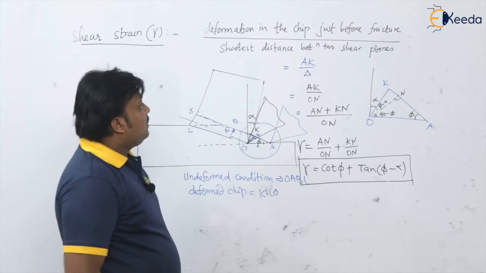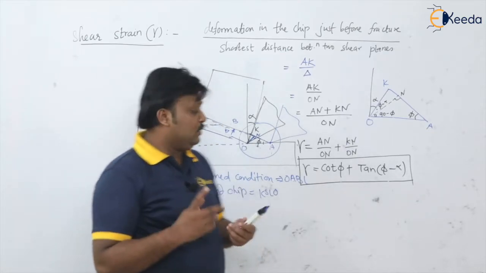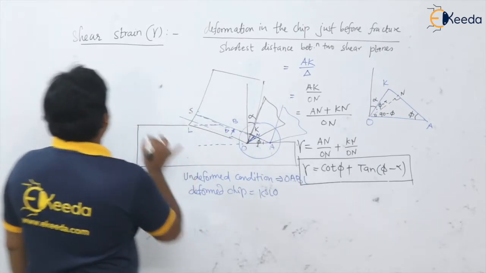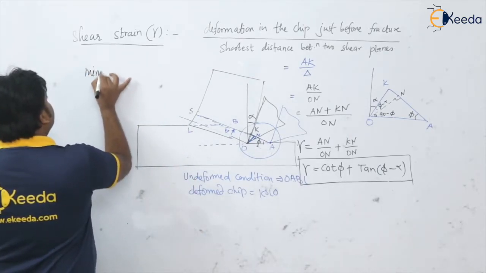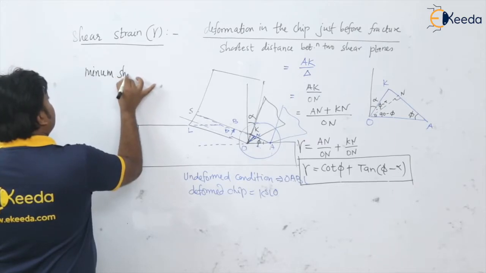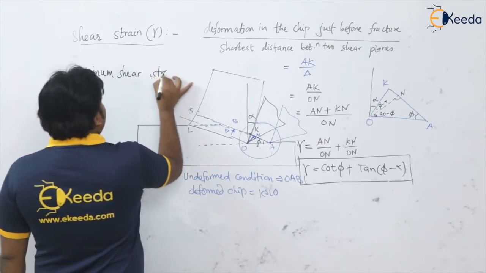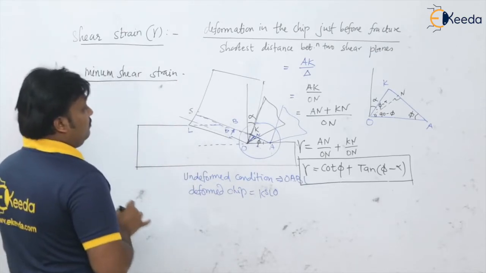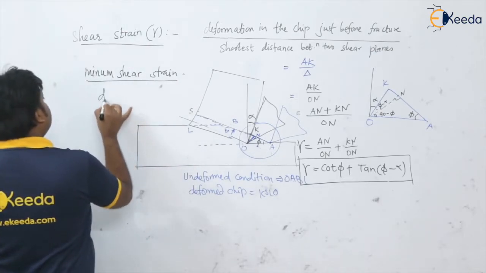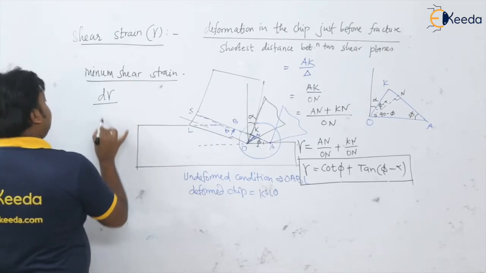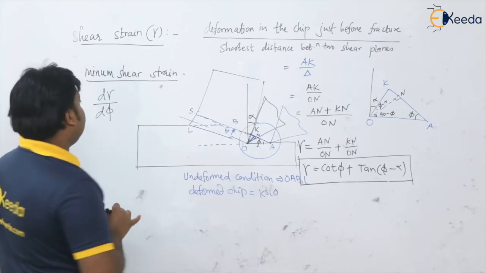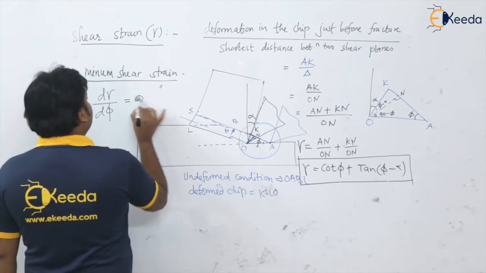Now, if the question asks for the value of the minimum shear strain, in this case we have to differentiate the shear strain with respect to the variable shear angle phi and equate it to zero.